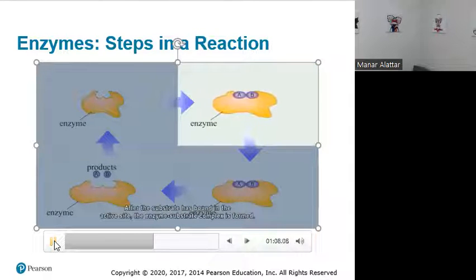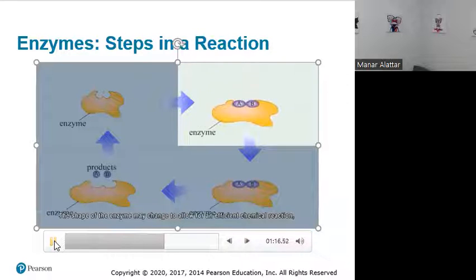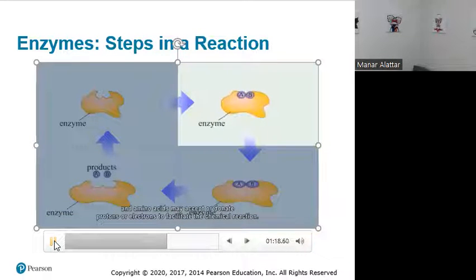After the substrate is bound in the active site, the enzyme-substrate complex is formed. The shape of the enzyme may change to allow for an efficient chemical reaction, and amino acids may accept or donate protons or electrons to facilitate the chemical reaction.